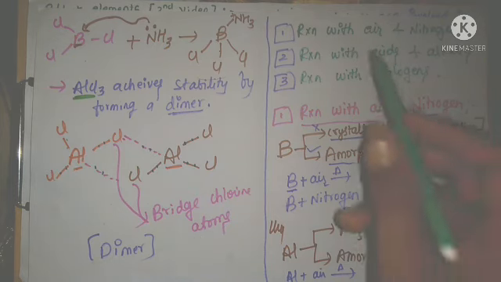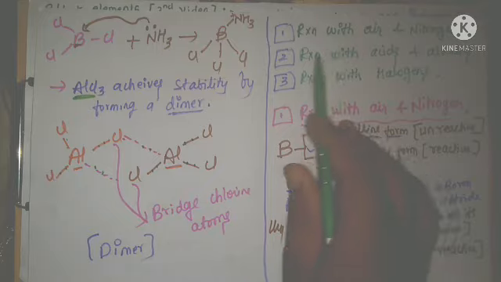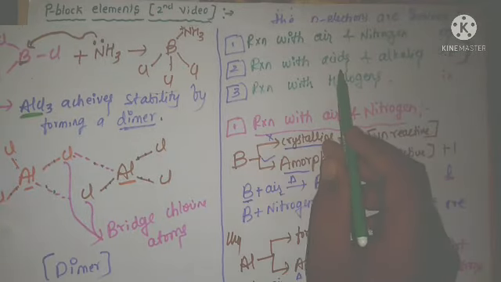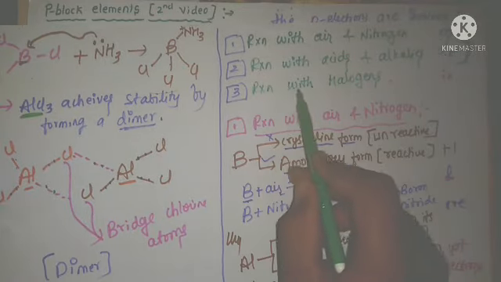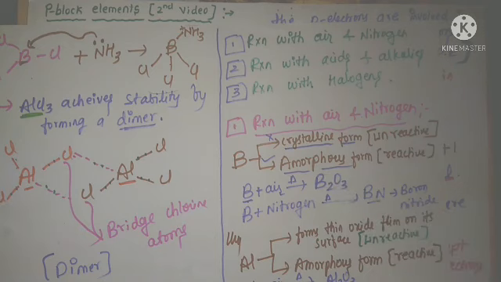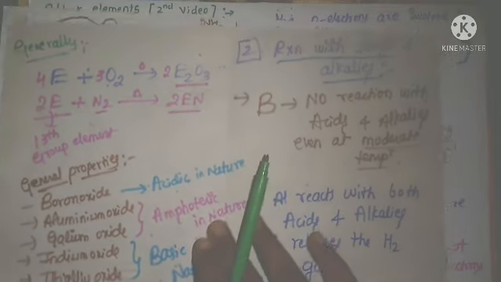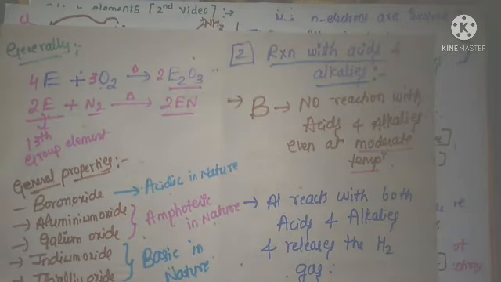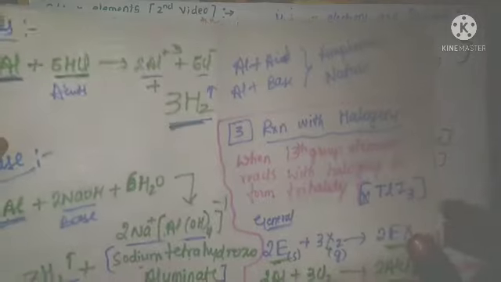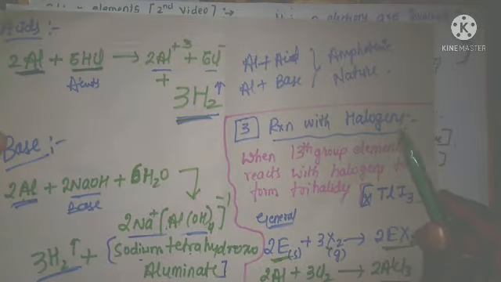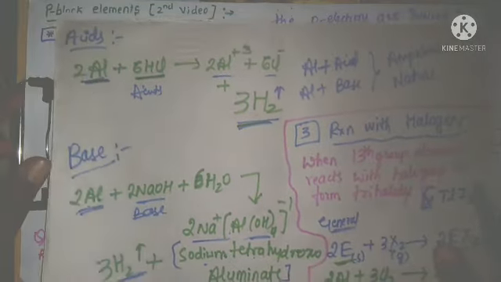Next we discussed the reaction with air and nitrogen. Next we discussed the reaction with acids and alkalis. And the last one we discussed is the reaction with halogens. This we have studied.